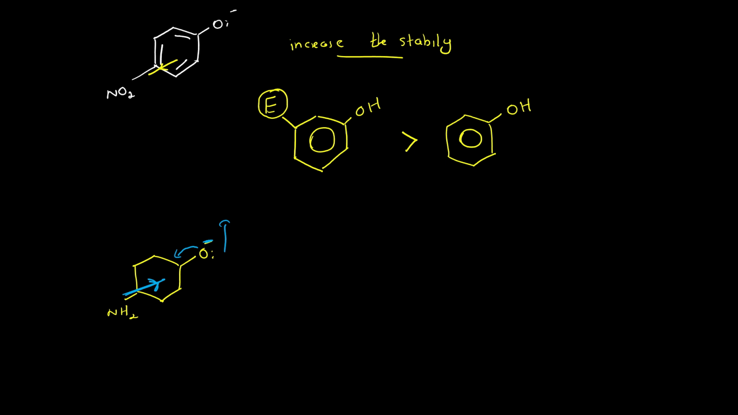Because in order to stabilize, we need to make it neutral, right? We need to reduce this negative charge. But in this case, when NH2 groups or electron donating groups push electron density towards your benzene ring, this oxygen cannot push its electron density away, it has to keep it for itself. So now this is getting destabilized. So if you have an electron donating group in your benzene ring with your phenol, here the electron donating group, I will put it as D.